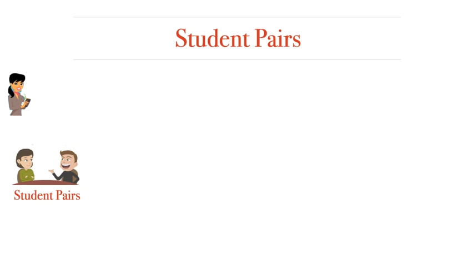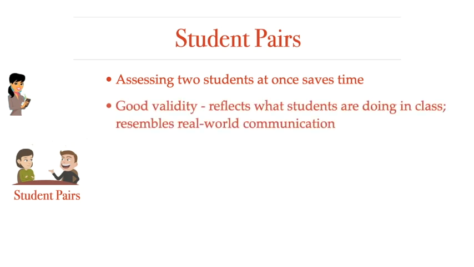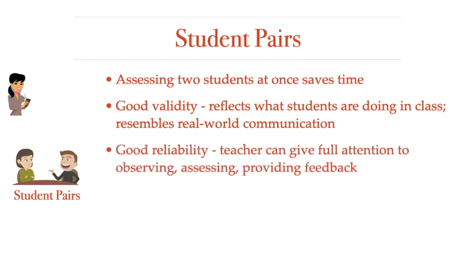To summarize some advantages and disadvantages of assessing speaking with student pairs, assessing two students at once saves time. The format has good validity because it reflects what students are doing in class and resembles real-world communication. Generally, this format has good reliability because the teacher does not participate. He or she can give complete attention to observing, assessing, and providing feedback.